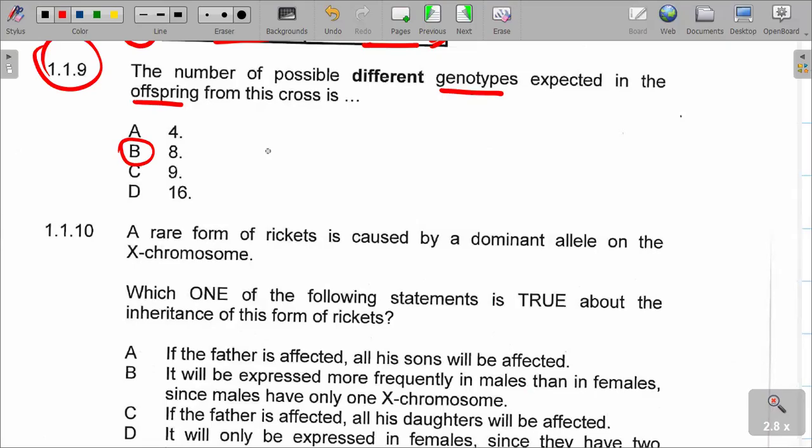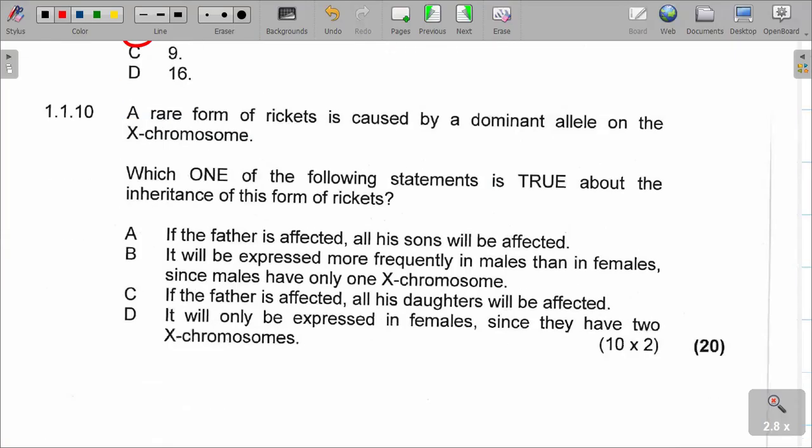So what happens is that if the father is affected, all the daughters will be affected, because if the father is affected, it means the affected allele will also be going to the daughters. If the father is affected, all the daughters are affected.